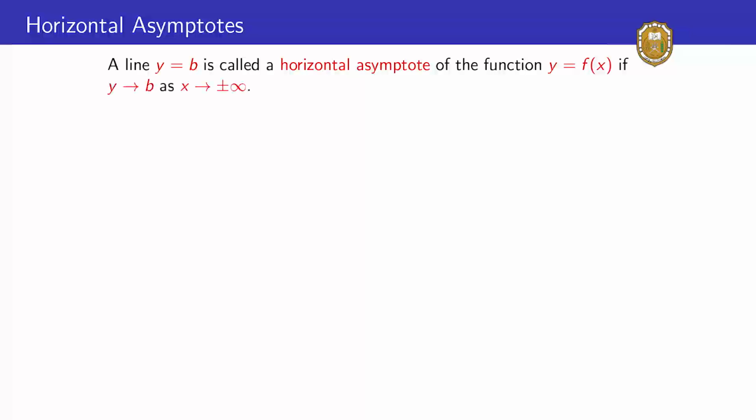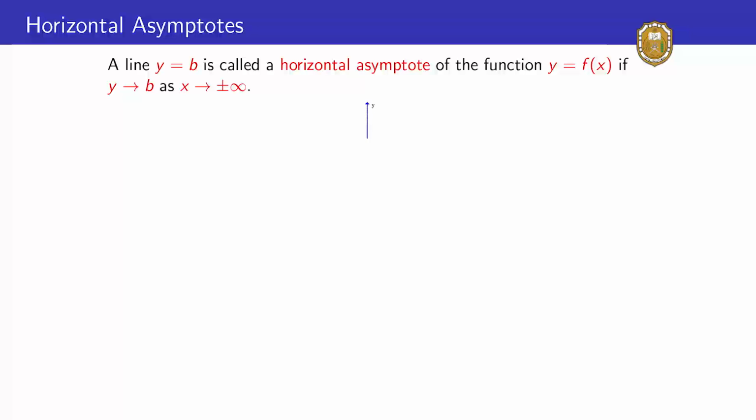If we have a line y = b, then that line is said to be a horizontal asymptote of the function y = f(x) if y goes to b as x goes to either plus infinity or minus infinity.